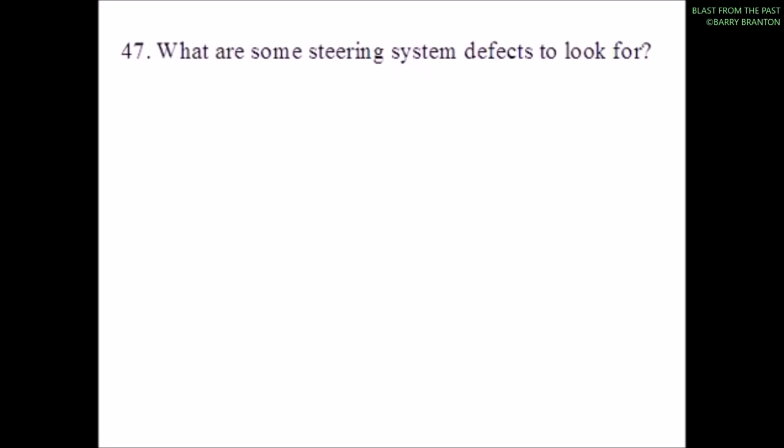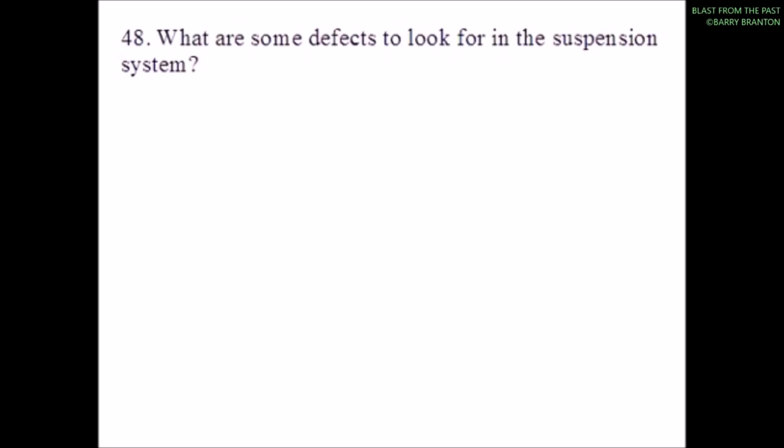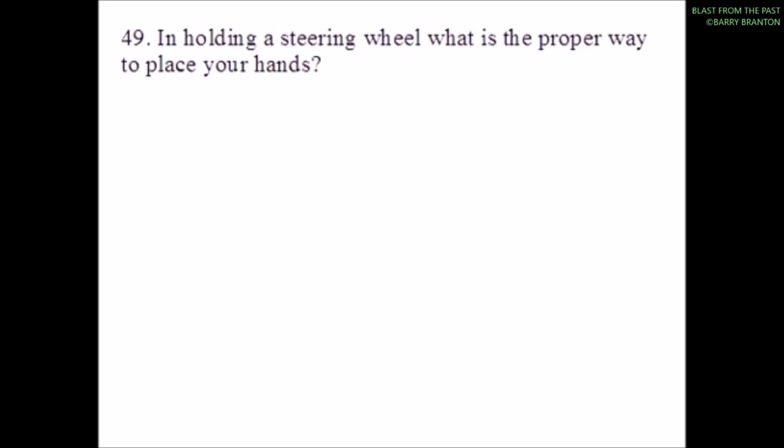47. What are some steering system defects to look for? Missing nuts or bolts or cotter keys or other parts. 48. What are some defects to look for in the suspension system? Spring hangers that are cracked or broken. 49. In holding a steering wheel, what is the proper way to place your hands? Firmly with your hands on opposite sides of the wheel.